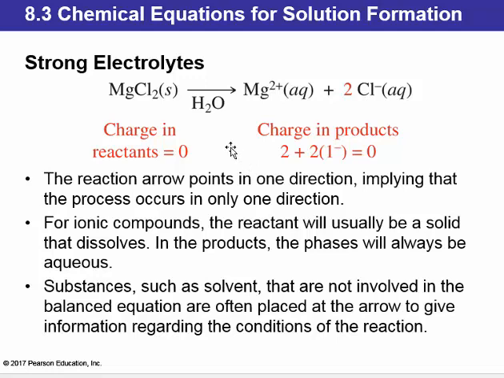So when we are writing a hydration equation for a strong electrolyte, the ionic compound is going to be solid. We have the arrow that goes just in one direction. We have the cation, we have the anion, and both of those will be in the aqueous or AQ phase, and the total charge will be equal to the charge on the left. And if we start out with a compound, that will always be 0, and this overall charge must be 0 as well.